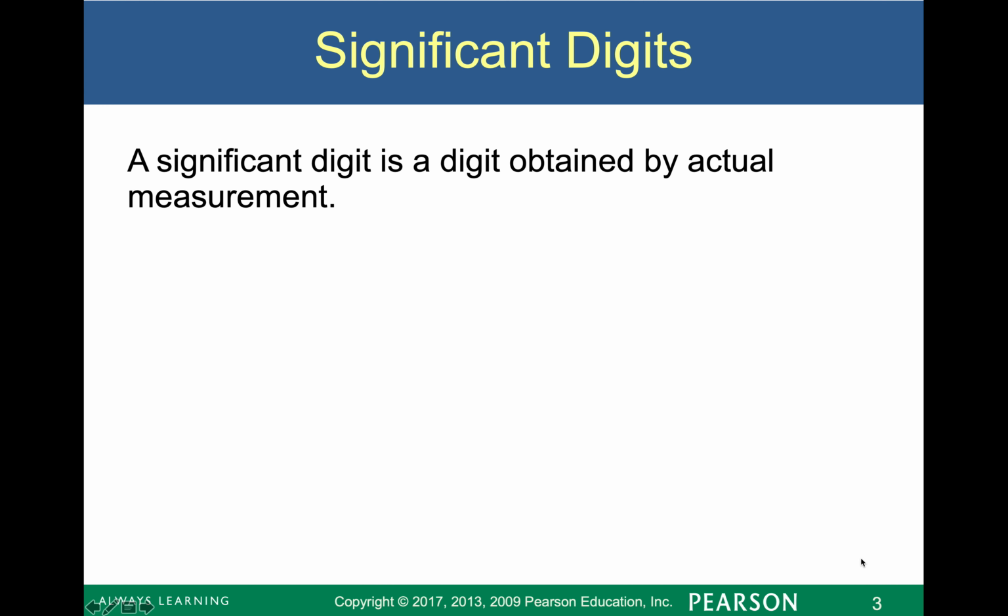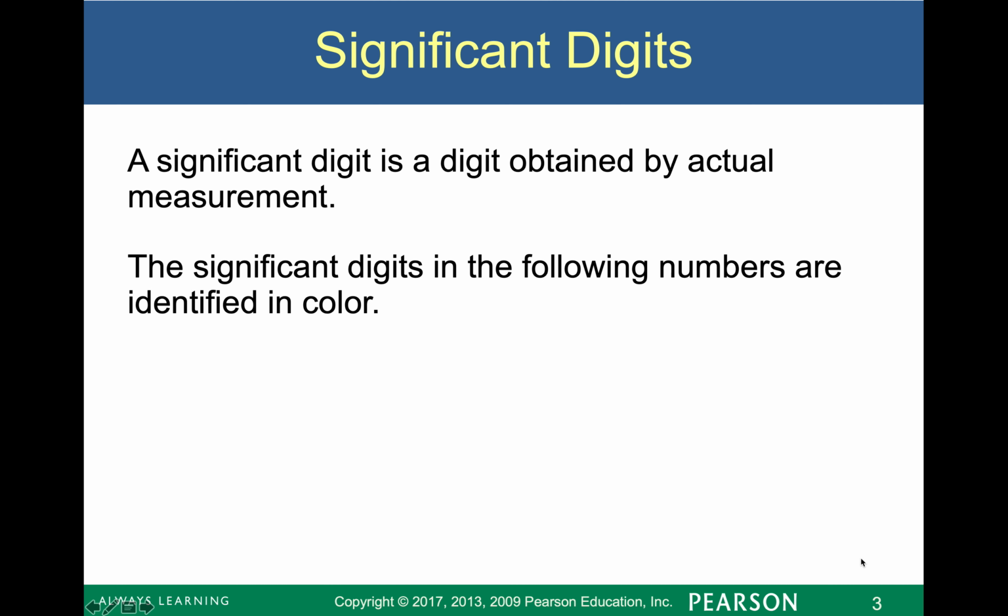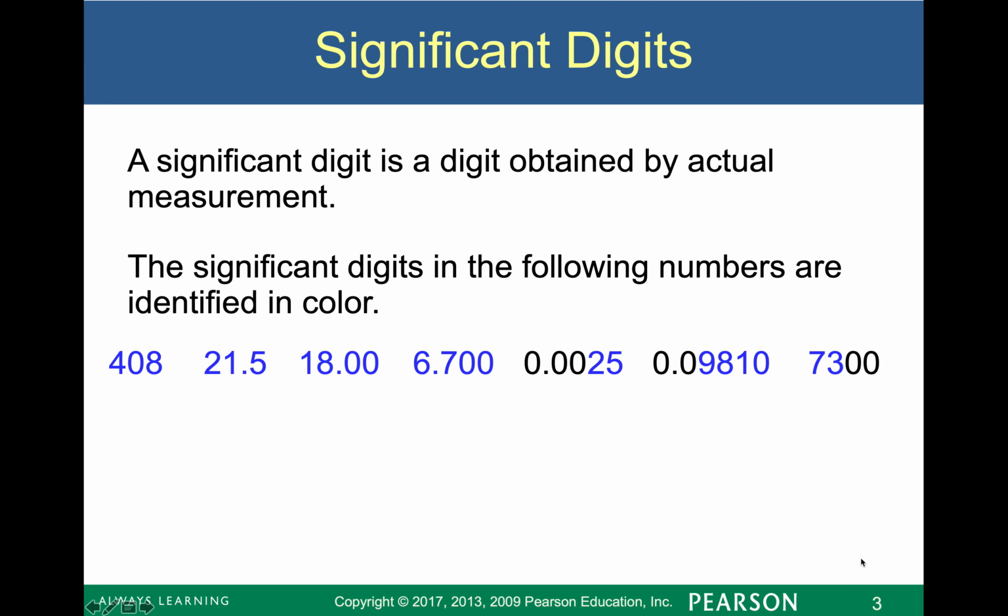So a significant digit is a digit that's obtained by actual measurement. So what do we mean by digit? I mean how many points typically that are behind the decimal, but sometimes it's in front of the decimal. So how accurate do we need to be with our mathematical answer? Significant digits in the following examples are going to be identified with colors so we can look at this together.